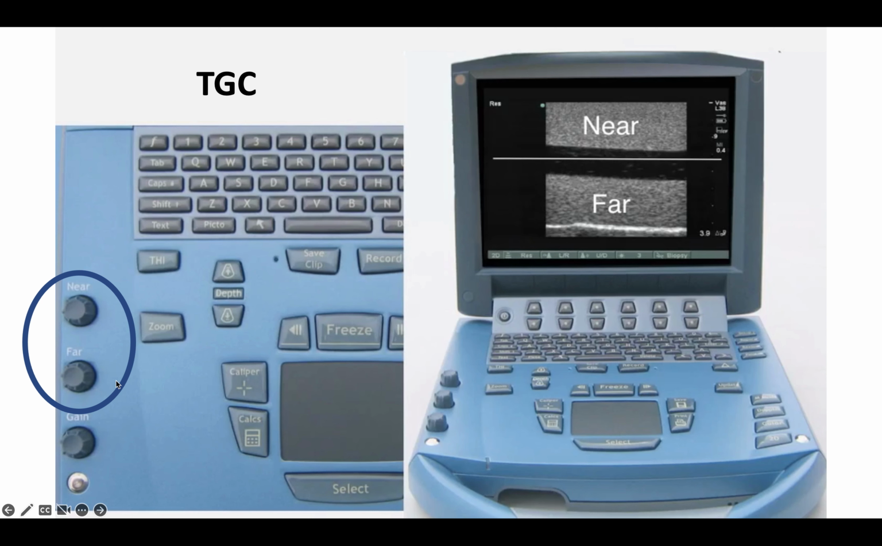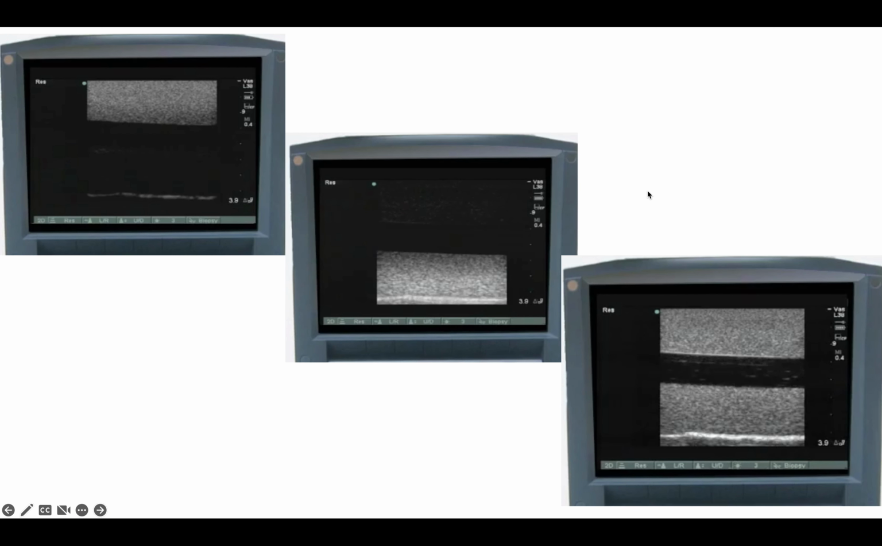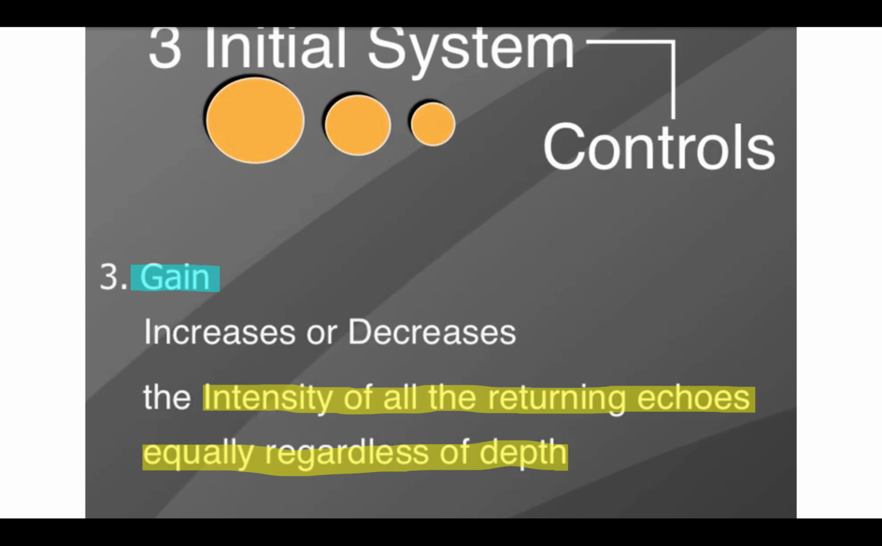So this is TGC, split into two knobs, one controlling near, one controlling far, and this one is gain in general. Here we have a near field and a far field, and they are balanced. In this example, the far field is under gained. Here is the opposite, the near field is under gained, and here is the balanced picture. You can adjust it, and the goal is to have equal intensity throughout the image despite the depth.